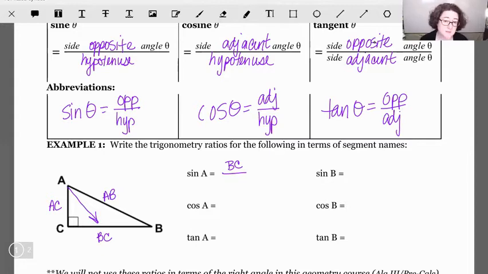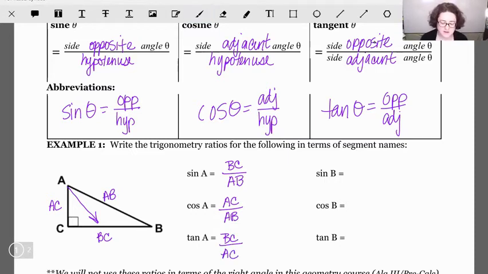Cosine of angle A is going to be the adjacent side. Well, BC is opposite. Which one's adjacent? That's not the hypotenuse, so it's side AC. Oops, excuse me, I need to finish my sine ratio, don't I? My hypotenuse was AB. So cosine is adjacent over hypotenuse, and our adjacent side is AC, whereas our hypotenuse is still AB. Tangent is opposite over adjacent. The opposite side to angle A is still side BC, and the adjacent side is AC.